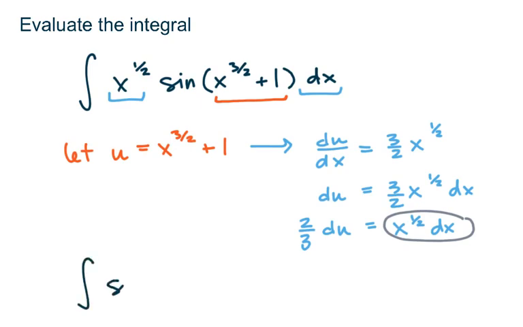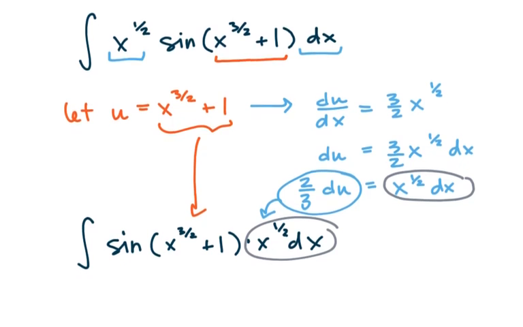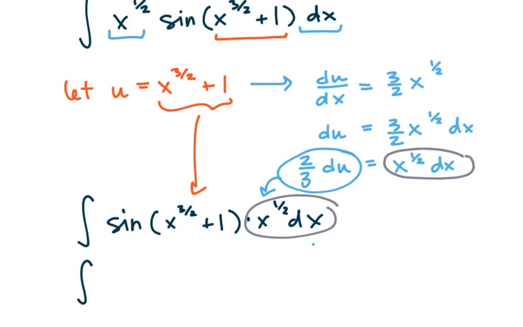So this is the integral of, I'm just going to rewrite this, sine of x to the 3/2 plus 1. I'm going to move x to the 1/2 to the end because multiplication is commutative. So I can see that right here. It's in there. I have my u value that I can plug in, and my du is going to be equal to this. So this is now the integral of the sine of u, u is my new argument, and x to the 1/2 dx is equal to 2/3 du.